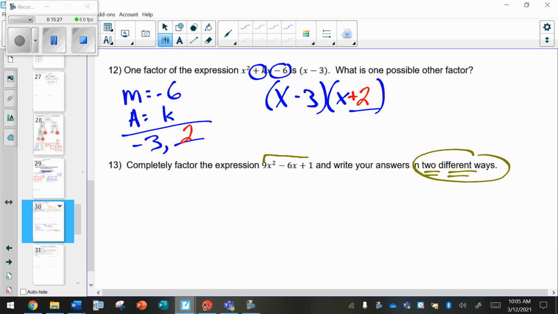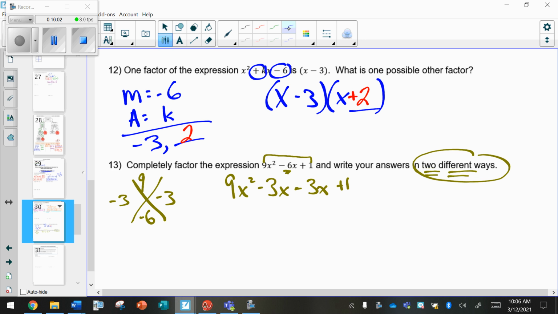So we have to multiply 9 times 1 and bring over our addition value of -6. So what two numbers multiply to be 9 and add up to be -6? Multiply to be a +9 and add to be -6. So it's -3 and -3. So that means I bring down the 9x squared, and the -6x that was in the middle came from -3x minus 3 more.